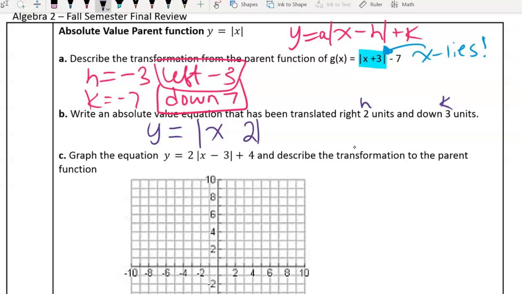So I know the 2 is going to go here and the 3 is going to go on the outside, but what are my signs? So are we going to have positive or negative 2? We're moving right 2, but remember x lies. Negative 2, good. And K, we're going down, so we need a negative.